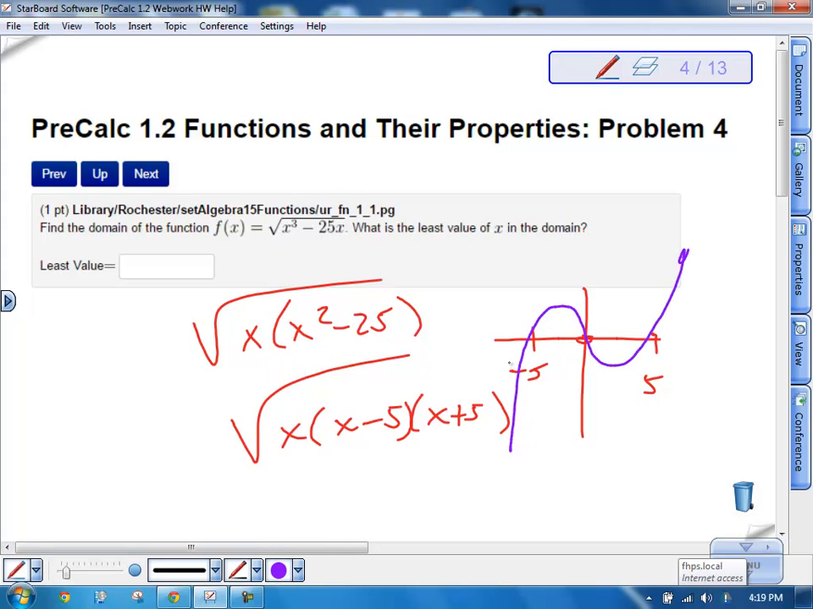So if we're looking at this cubic underneath this radical, it has to be positive, so we're looking at only from here to here, and also from here to here. The rest of it cannot be in the domain because it'd be a negative underneath the square root. So the smallest value that's in the domain would be this point, negative 5 over here.